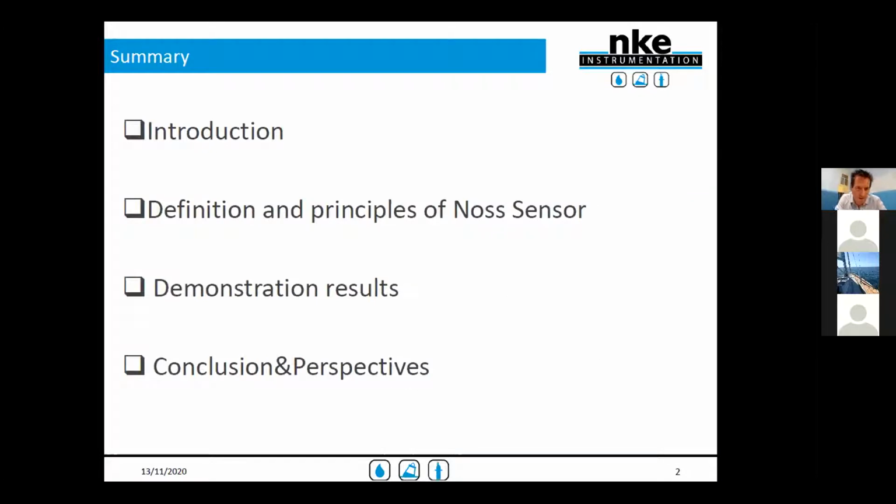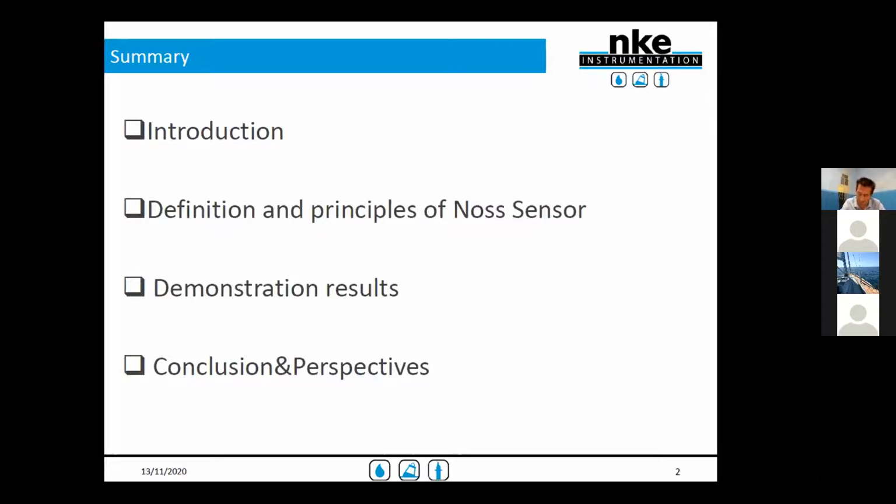So, the summary of my presentation. I've divided my presentation into 4 parts. A brief introduction. Next, I will start by presenting the performance of the NOSE sensor, the correlation between the NOSE sensor and absolute salinity, and discussing how to determine absolute salinity with this sensor.